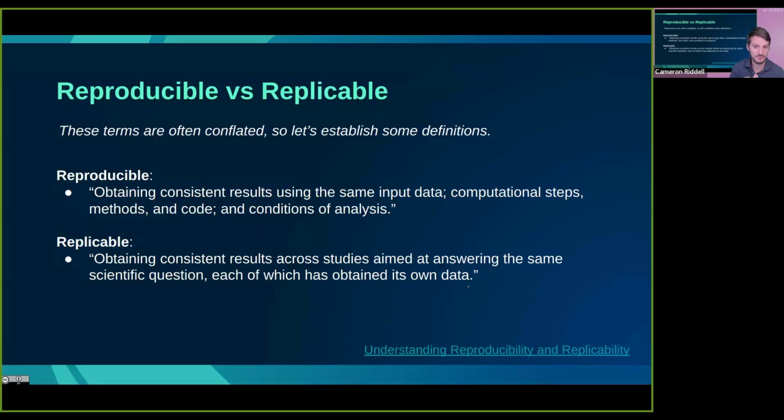Reproducible means that you are able to obtain consistent results using the same input data, computational steps, methods, and code, as well as conditions of analysis. Whereas replicable means that you are able to obtain consistent results across studies aimed at answering the same scientific question, each of which has obtained its own, often independent, data set. And so all reproducible means is that if I email you and ask you for your data and your analytical code, and you send me those things, I am able to come to the exact same set of results. I'm able to hopefully run your code very easily on the data set that you have provided, and then finally come to the outcome here.